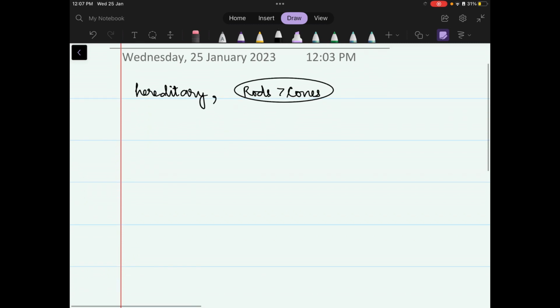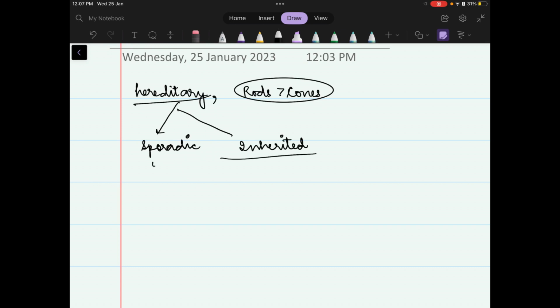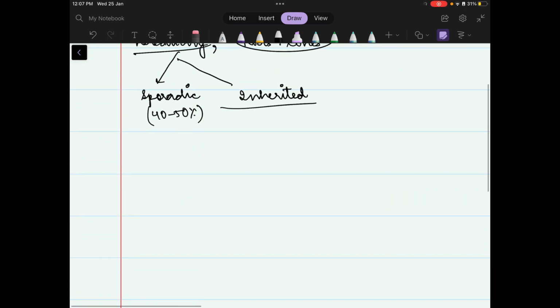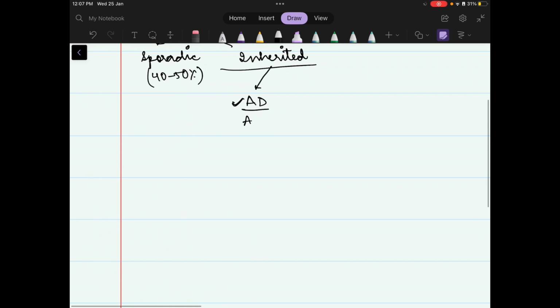Now, coming to the inheritance pattern. As we know, it is a hereditary disorder, so obviously it will be sporadic and again inherited. So 40 to 50% of cases are sporadic and the rest are inherited, right? Of the inherited ones, the most common, what you need to remember, is that they inherit as an autosomal dominant disorder. Some may also inherit as autosomal recessive or X-linked recessive, but that is the least common. But autosomal dominant is seen in around 15 to 25% of people.